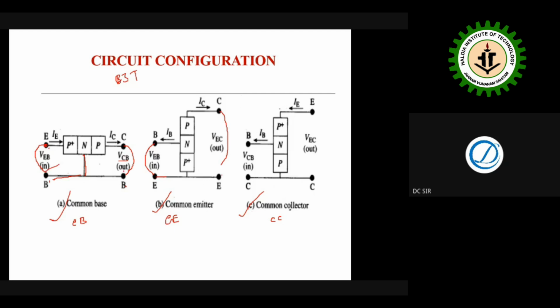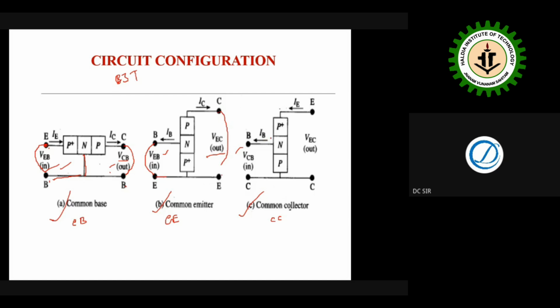This is the input circuit, and this is the output circuit. This is the input, this is the output of this configuration. Whereas in the case of common emitter, the input voltage is VEB, the emitter base voltage, and the output is VEC. Similarly, in common collector, the collector is common with respect to the base and emitter.